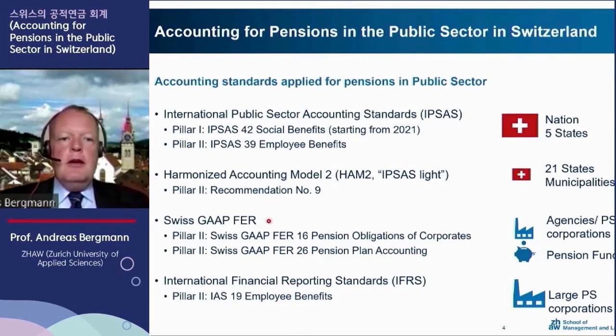And then we have, of course, also pension obligations of corporates, which are employee benefits for Pillar 2 in Swiss GAAP FER, and we also have the accounting of the pension plan in Swiss GAAP FER, Norm 26. And as I mentioned, IAS 19 for the corporates.